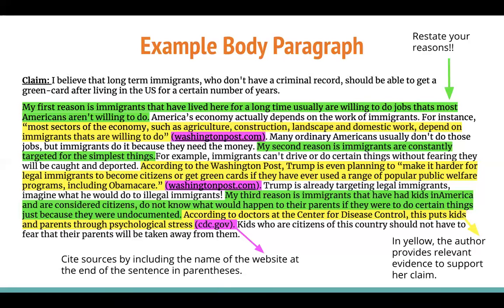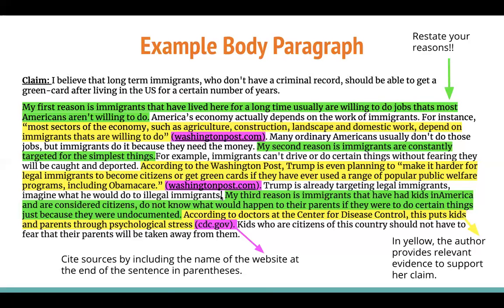My second reason is immigrants are constantly targeted for the simplest things. For example, immigrants can't drive or do certain things without fearing they will be caught and deported. According to the Washington Post, Trump is even planning to make it harder for legal immigrants to become citizens or get green cards if they have ever used a range of popular public welfare programs, including Obamacare, WashingtonPost.com. Trump is already targeting legal immigrants. Imagine what he would do to illegal immigrants.